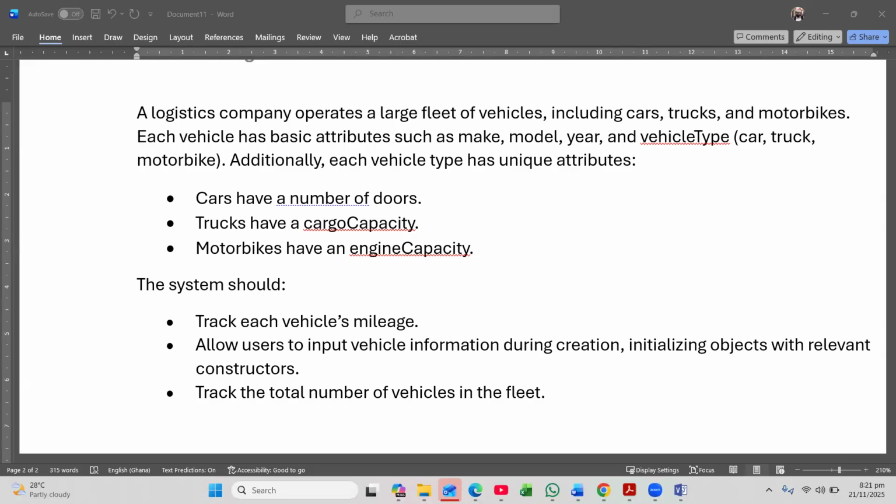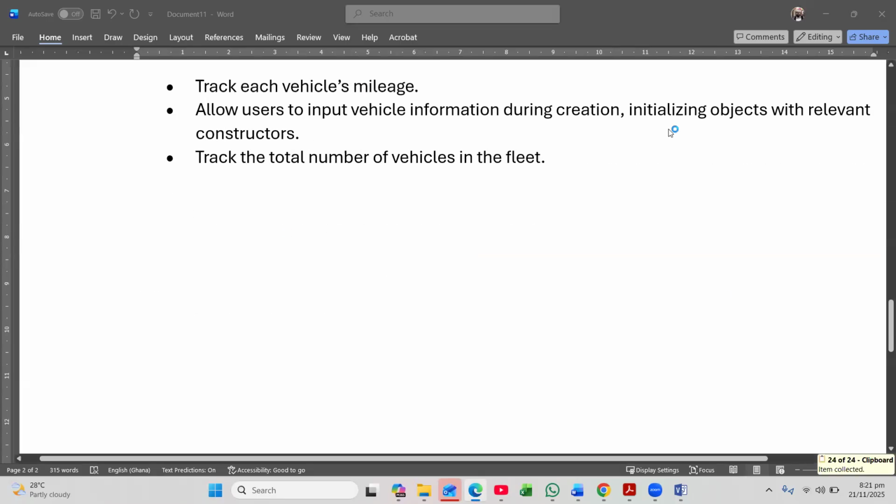Design a use case diagram for the. That is not what they want us to do. Teria, what do they want us to do? Per the question, it says we should track each vehicle's mileage, and also allow users to input vehicle information and track the total number. Use one sentence to tell me what they want us to do. They want us to model a system. What do they want us to do?